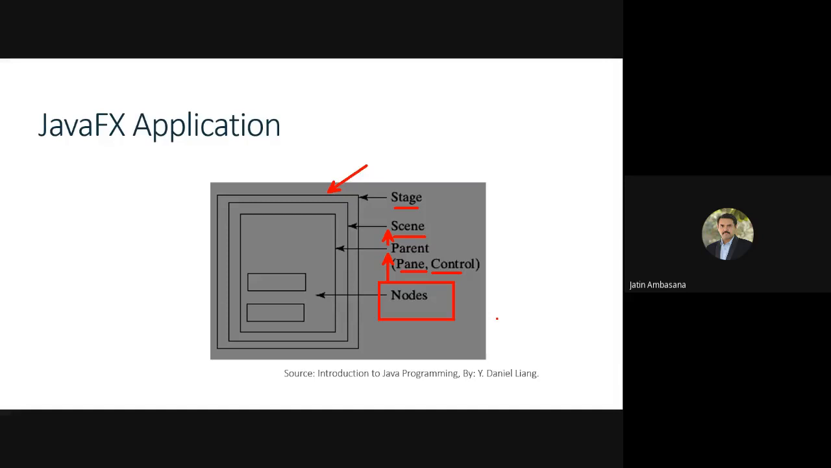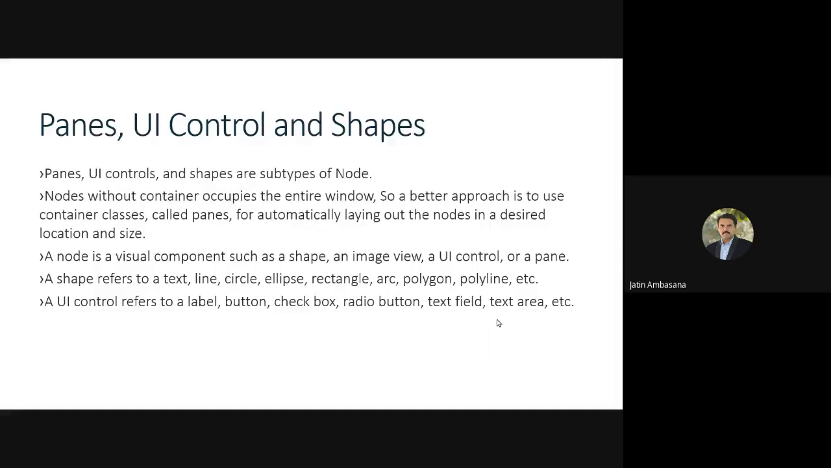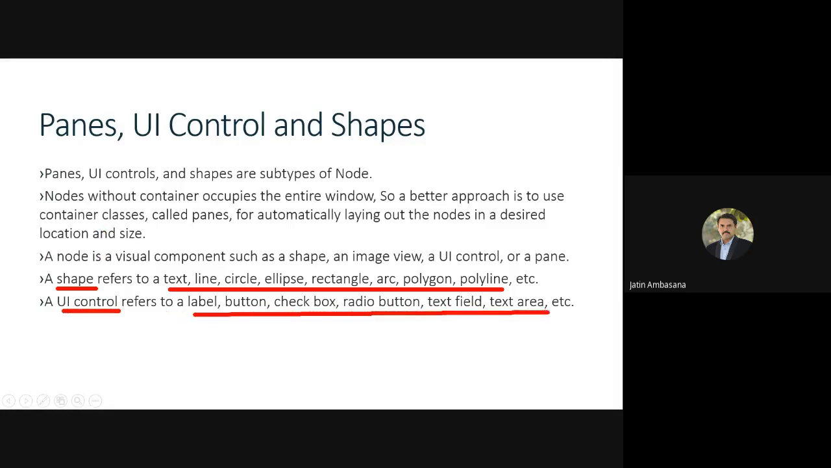Okay, so we have seen this, and then we saw what are panes, UI controls, and shapes. We saw what are nodes. Nodes can be a shape or an image view or a UI control or a pane. Then we saw what can be a shape. These are all shapes that we can create. We'll see how to create them. And there are UI controls like these, which we can use to make forms, or a rich user interface.